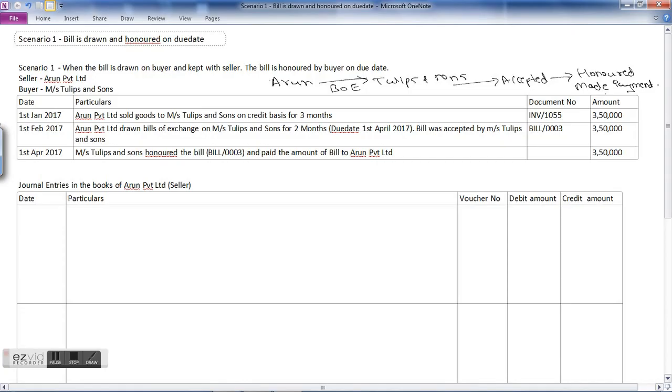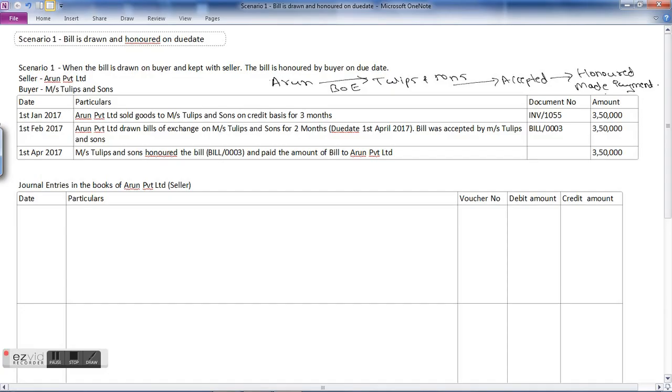So let's see the transactions one by one: date, particulars, document number and the amount. On 1st Jan 2017, Arun Private Limited sold goods to Messrs Tulips and Sons on credit basis for 3 months. Then on 1st Feb 2017, Arun Private Limited drew a bill of exchange on Tulips and Sons for 2 months. He had sold the goods on 1st January, and then on 1st Feb he drew a bill for 2 months. The due date of the bill is 1st April 2017.